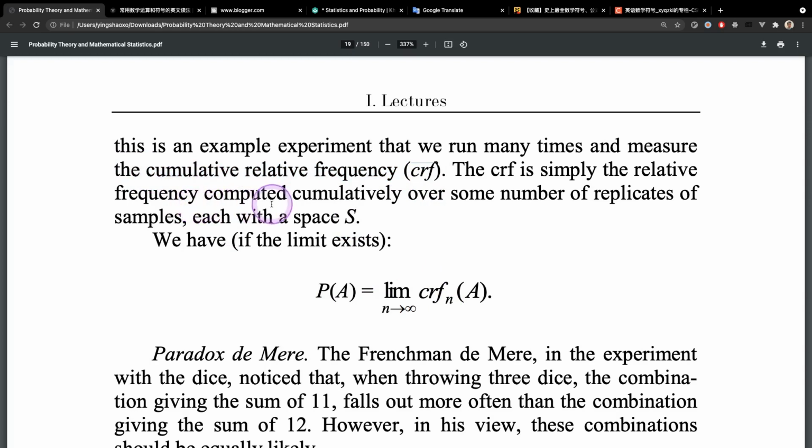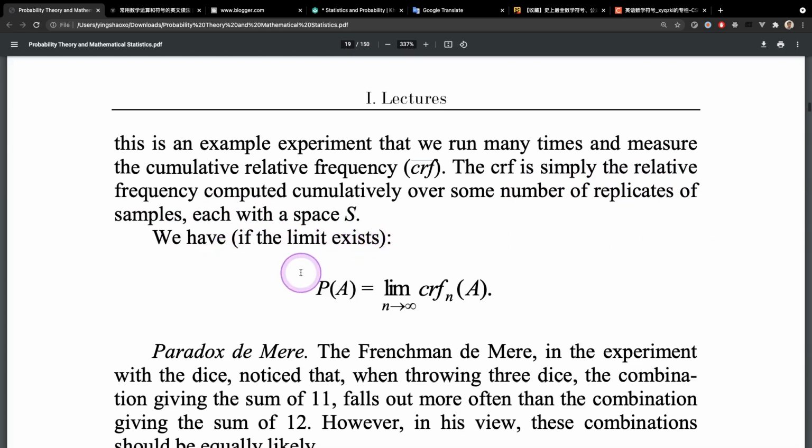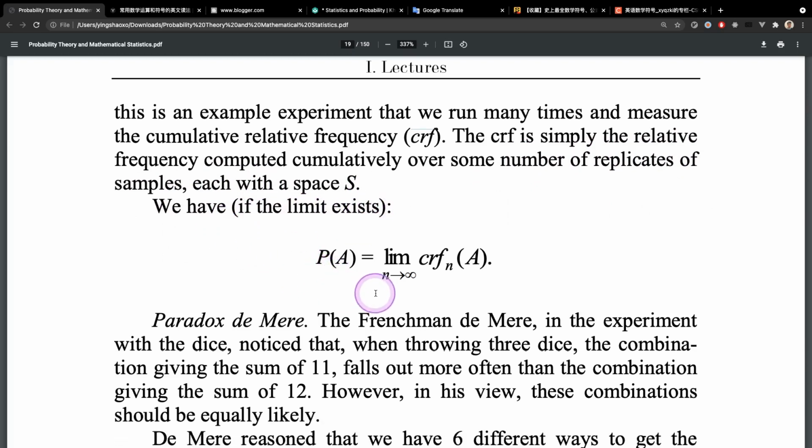The cumulative relative frequency is simply the relative frequency computed cumulatively over some number of replicates of samples, each with a space S. If the limit exists, the probability of A equals the limit as n goes to infinity of the count of A over n, the sample size.